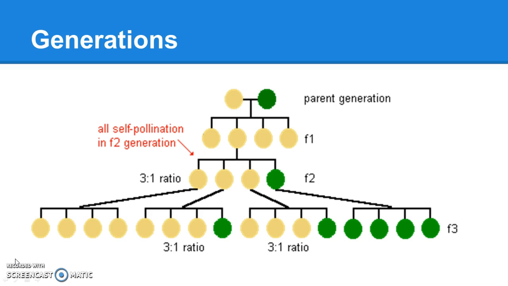So we also look at generations with genes. We start out at the parent generation, the P generation, and we go to the F generation. F actually stands for filial, F-I-L-I-A-L. And when they pollinate each other, then they go to the F2 generation and the F3 and so on and so forth. And we look at who has different traits and how they're being passed.